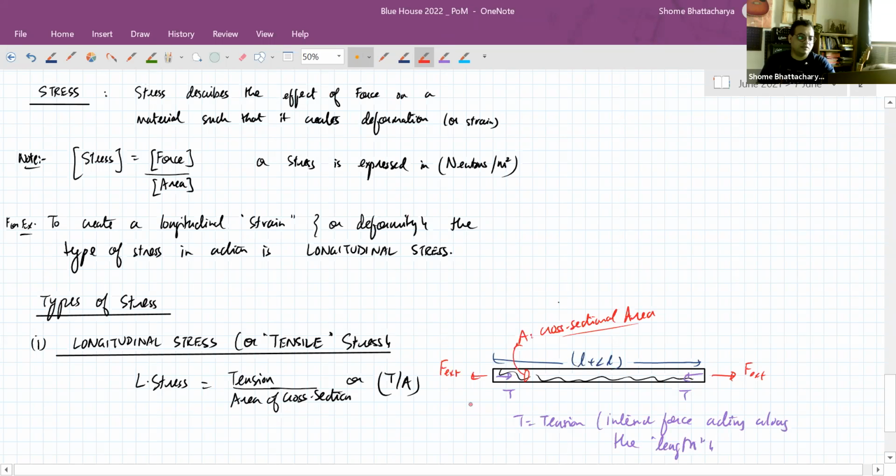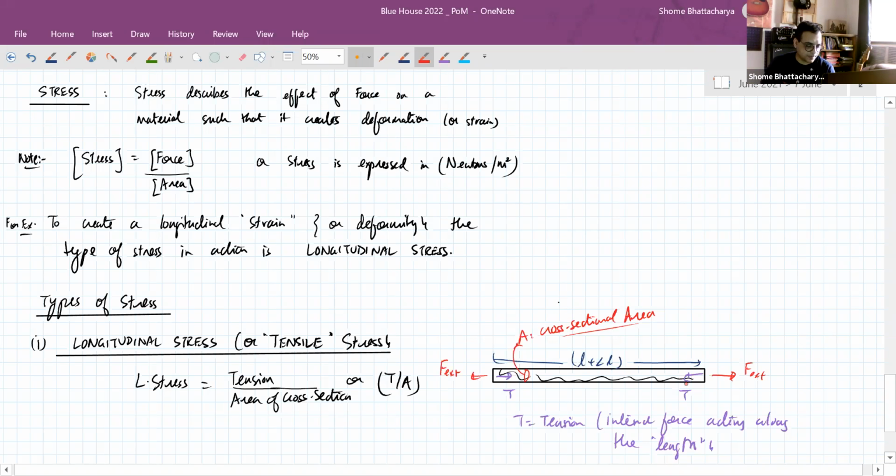so for example, if I have a rod of uniform cross sectional area, okay, and two equal but opposite forces are acting at either end of it, then we know that there's a uniform tension at every point, and the cross sectional area is also uniform. Then the longitudinal stress at every point inside the rod will be uniform, because it's the same amount of tension divided by the same amount of area of cross section.